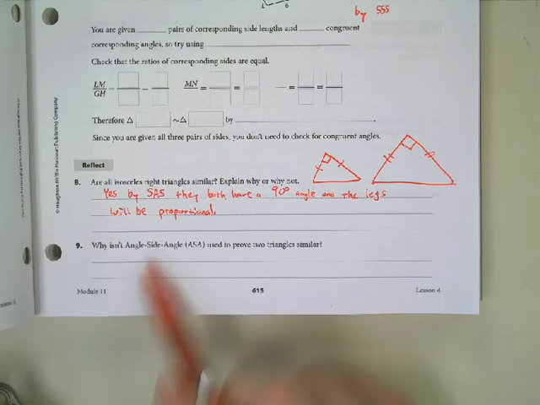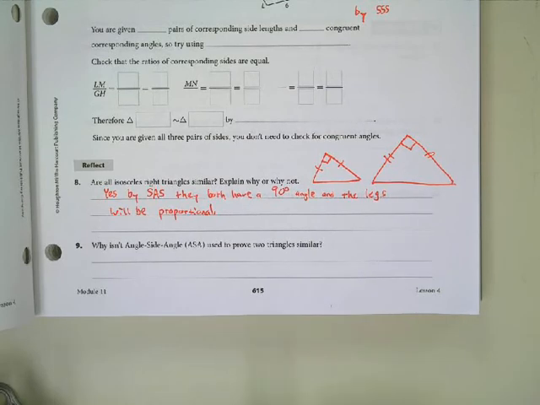Okay. And then number 9, why isn't angle side angle? Remember, angle side angle is a congruence. Why isn't it a similarity? Why didn't I talk about angle side angle similarity here? So again, we talked about angle similarity. We talked about side similarity. But why isn't angle side angle? Or really, for that matter, we also don't have angle angle side.